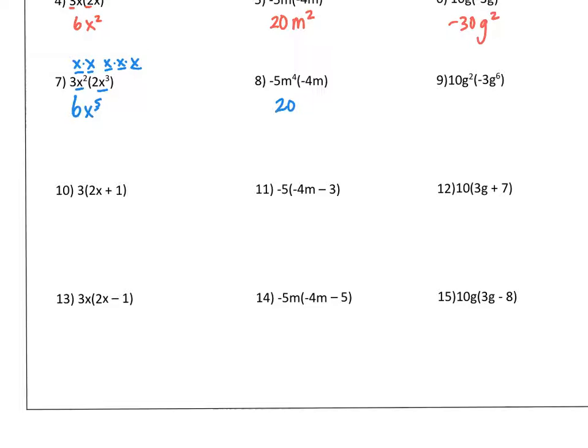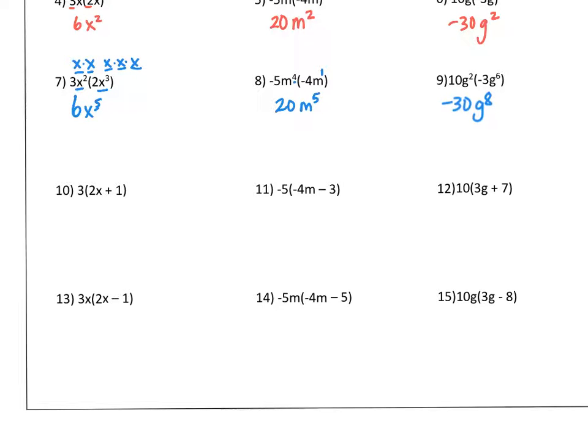I have 4 m's, and another m is m to the 5. This is another reason why I don't love the adding exponent rules, because lots of people will forget that on this second term m here, there is an exponent of 1, and they'll get that wrong, but you need to add in that extra 1. 10 times negative 3 is negative 30, g to the 8.